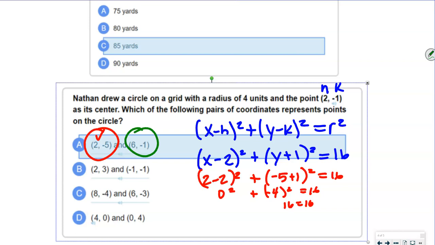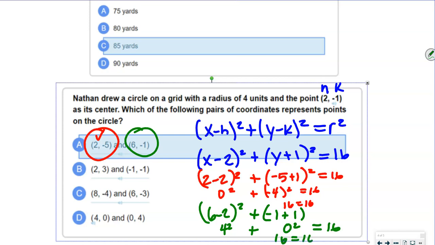(6, -1). So this is going to be (6 - 2), which we know is 4², so that's going to be 16. And then we got (-1 + 1). Oop, they've got a 0 there, so that's 0². So hopefully you guys can already see that this is obviously 16 equals 16 again. So there's our pair that match, okay? Now you could check the other ones to make sure that they don't equal 16, but it's asking us which pair of points are on the circle, and it's A, okay?